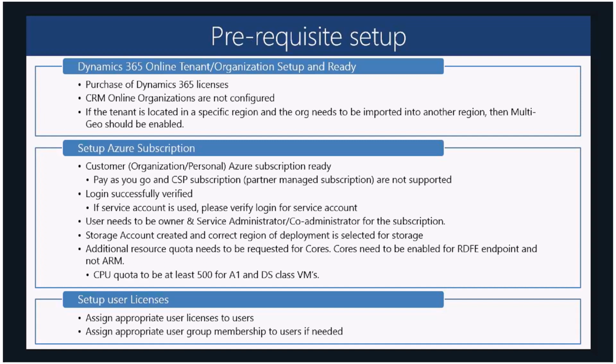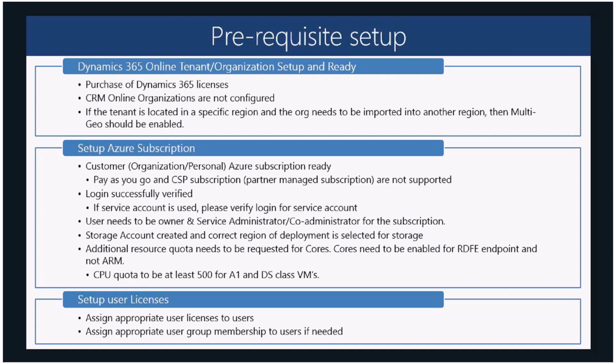And once the migration is completed and you've done all the validations and made sure everything is working as expected, we can move your org into your tenant or your data center in Canada after the quarantine time. That's why it's important to make sure that we have enabled multi-geo on your CRM Online tenant.